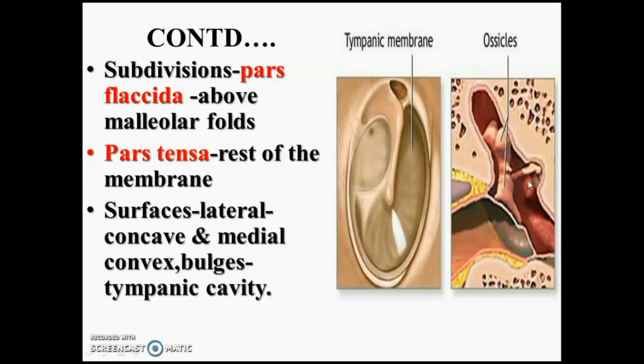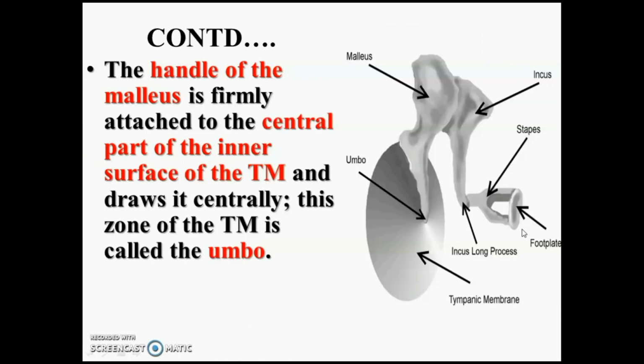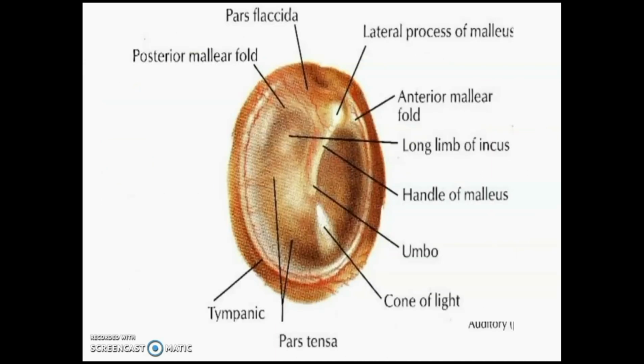You can notice there, the lateral concave part is towards the external acoustic meatus, as if catching the signals like a satellite signal receiver of a dish TV, and the medial convex portion in the center is called the umbo. This is where the handle of the malleus is attached and is retracted medially, forming a convex point called the umbo. So, these are the two surfaces and two parts of the tympanic membrane.